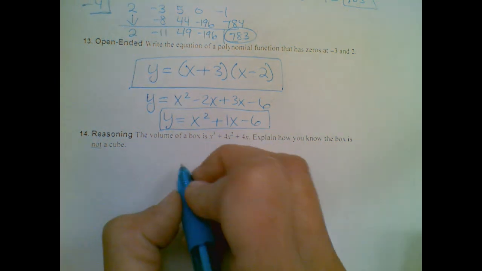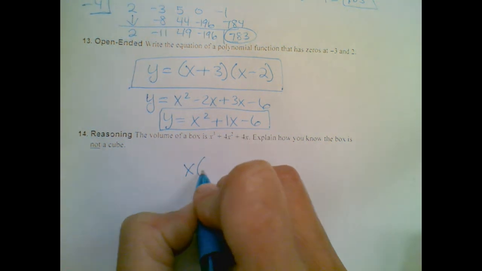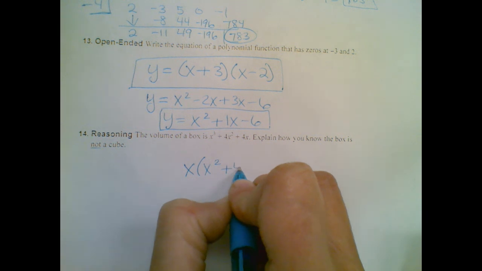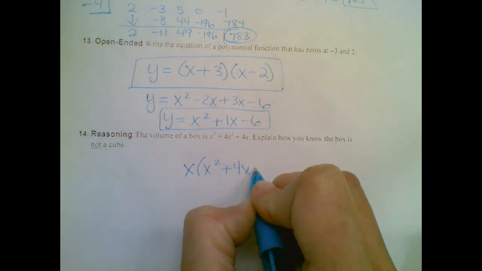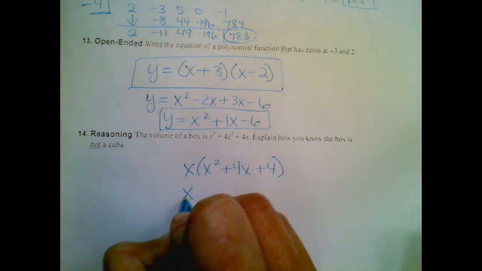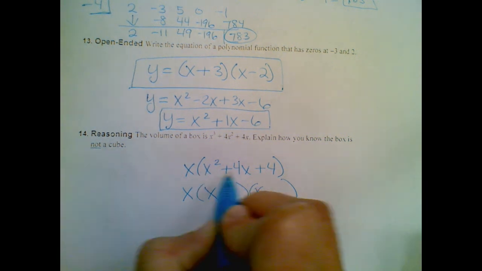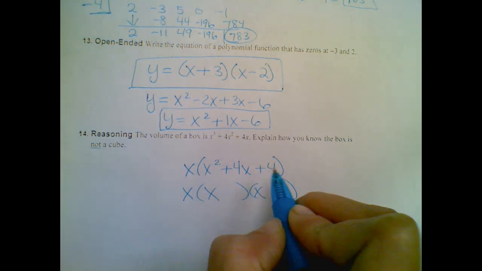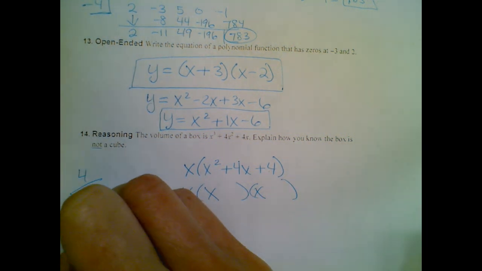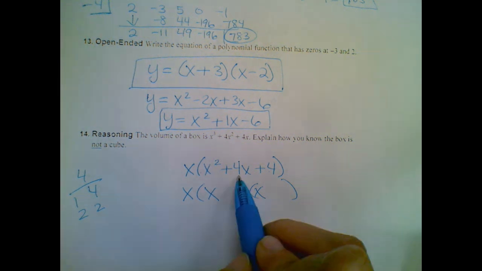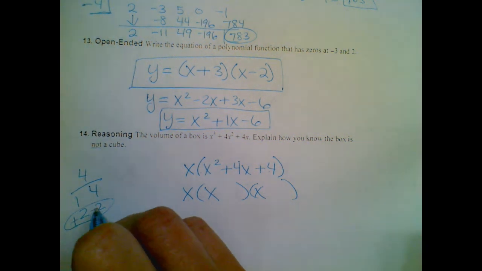So this one, an x factors out of all of them, so we factor that out. The exponents are just reduced by 1. So we leave that, and then we factor this part further, so we have x and x. We take our a times our c, we get 4. So we have to figure out what multiplies to 4, but adds up to 4. So we have our 2 and our 2.